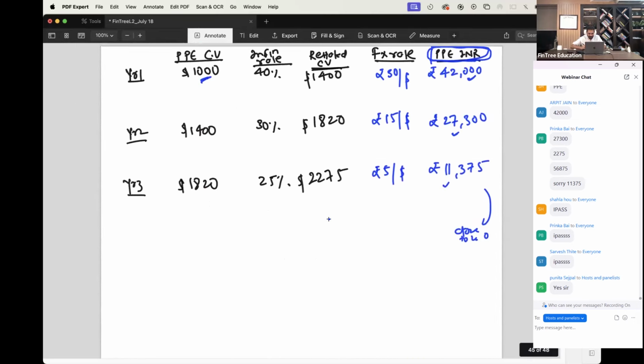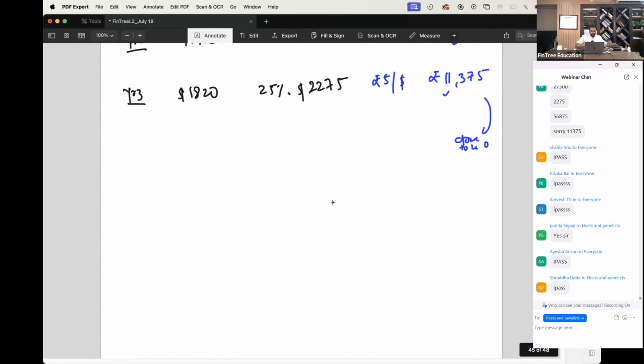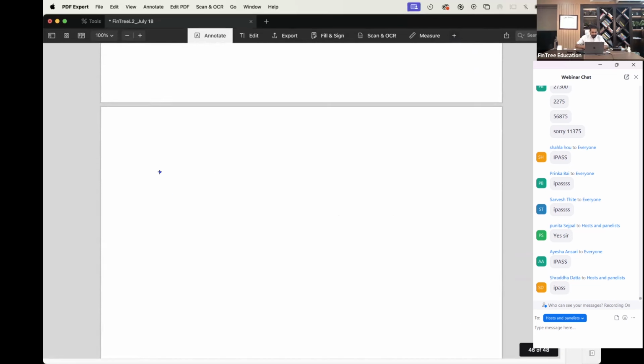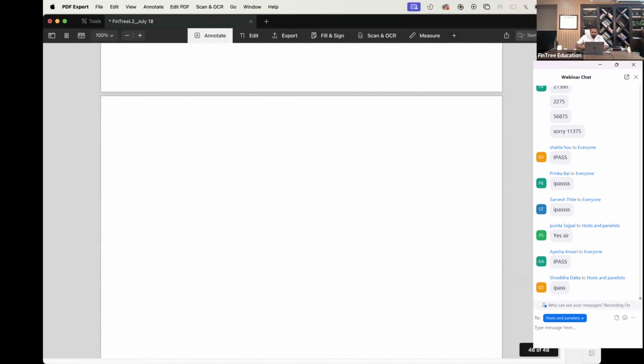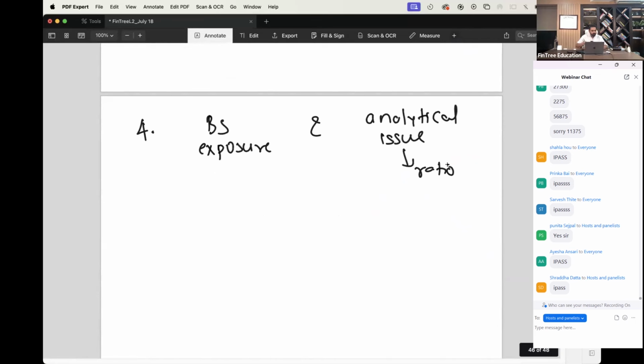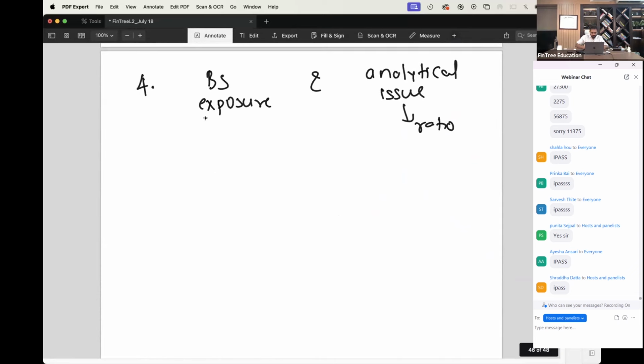Okay. Last piece of it is the balance sheet exposure and analytical issues. Analytical issues, especially from the ratio perspective, because there will be a lot of questions which will require you to do comparison of ratio of current versus temporal, before conversion versus after conversion type of ratios. Okay, first balance sheet exposure. For that, let's build some background.